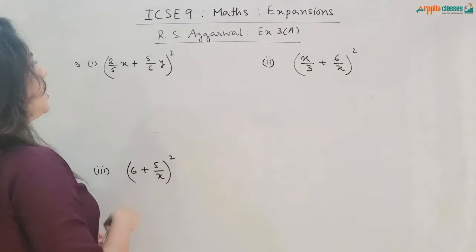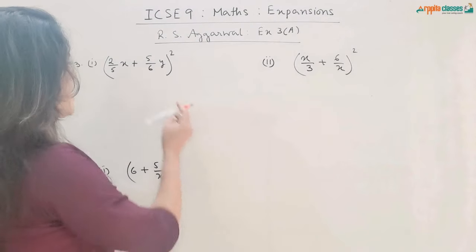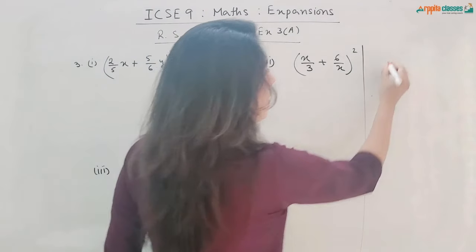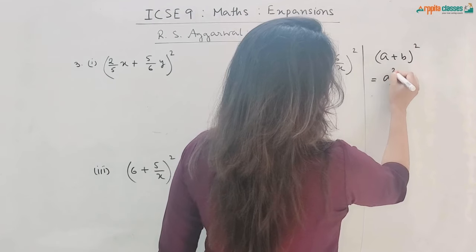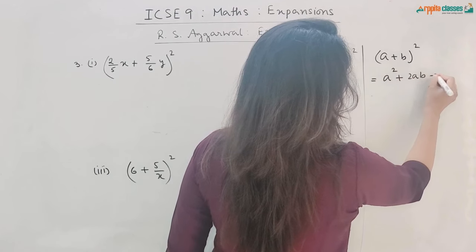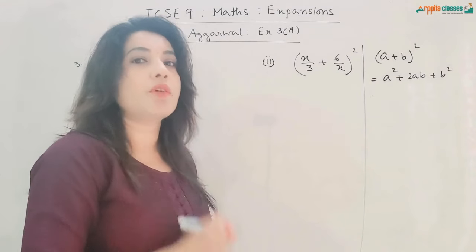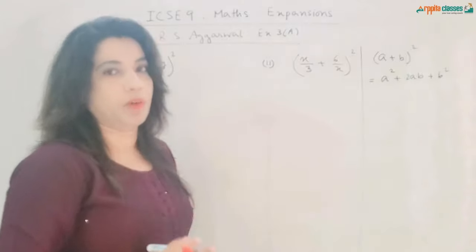Question number 3. So this is (2 by 5x plus 5 by 6y) whole square. You can see this is in the form of (a plus b) whole square. And the formula for (a plus b) whole square, if you remember, is a square plus 2ab plus b square. Since we are practicing today, you can pause the video, do the sum on your own and then get it checked from here. Okay?